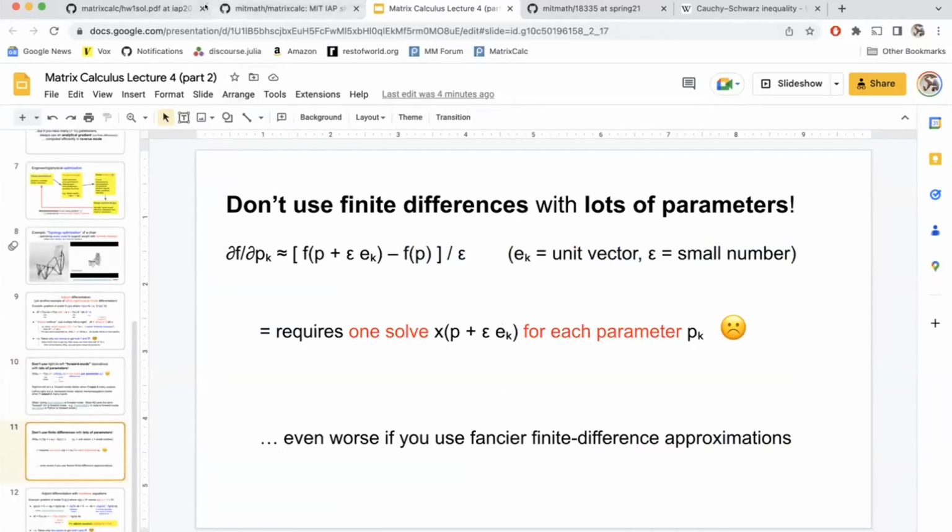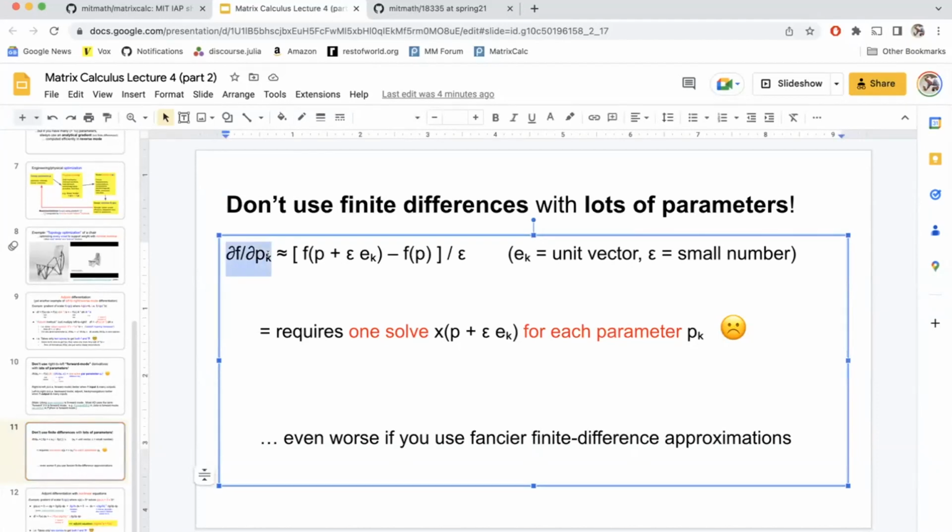So finite differences, if you have lots of parameters, it's also just as bad, right? Imagine you're using finite differences, you're going to approximate your partial derivative with respect to each parameter. What do you do? You take each parameter, you take f, and you perturb each parameter by epsilon, say, right? So you think of e_k here as the unit vector in the direction of p_k. So you take each parameter, you perturb it by epsilon in the kth direction. You subtract f(p) divided by epsilon. That gives you one partial derivative.